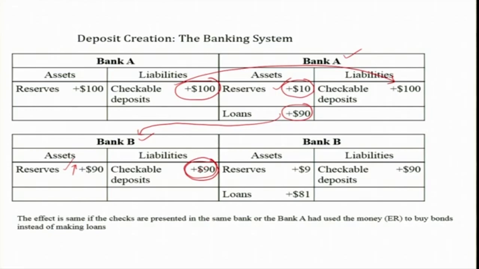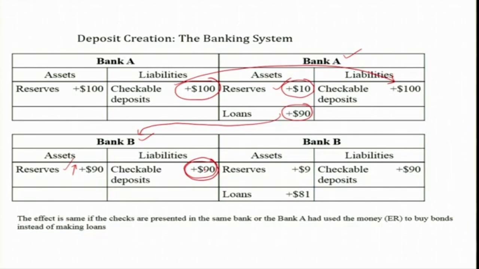So, in fact, the distinction between bank A and bank B is not necessary to obtain the same result on the overall expansion of deposit. Suppose the borrower from bank A writes checks to someone who deposits them at bank A, the same change in deposit occurs. So, the T accounts for bank B would just apply to bank A, and its checkable deposit would increase by the total amount of 190.